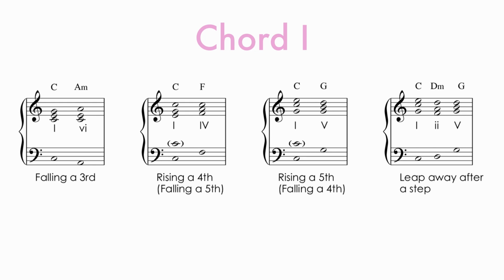As you can see on screen now, chord C to A minor is an example of chords falling a third. C to F can be considered rising a fourth or falling a fifth, depending on what octave you come from. C to G similarly can be considered rising a fifth or falling a fourth, depending on the octave the C is in. And C to D minor to G covers the moving by step and then leaping away after. Make a note of these rules as they will form the list of rules at the end of this section.